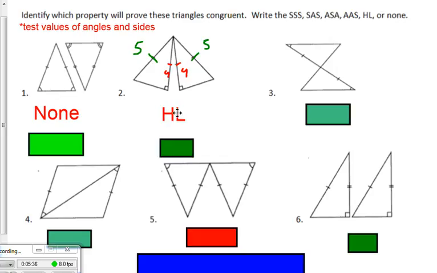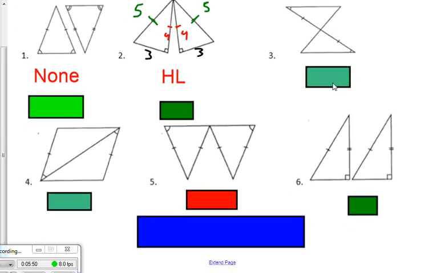So how do we know that? We used the hypotenuse-leg theorem. If you were to solve it all out, in the end, this would be a 3, this would be a 3, and we'd have the exact same triangles. So hypotenuse-leg works for that one.